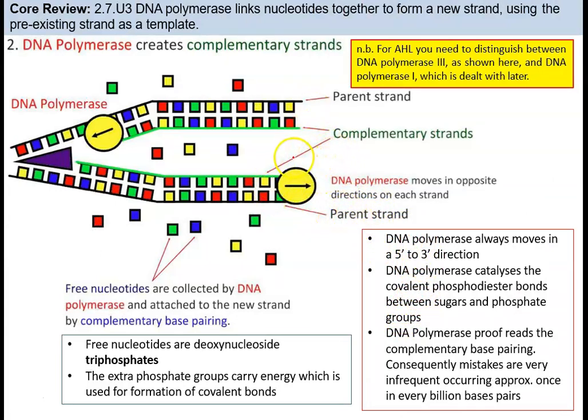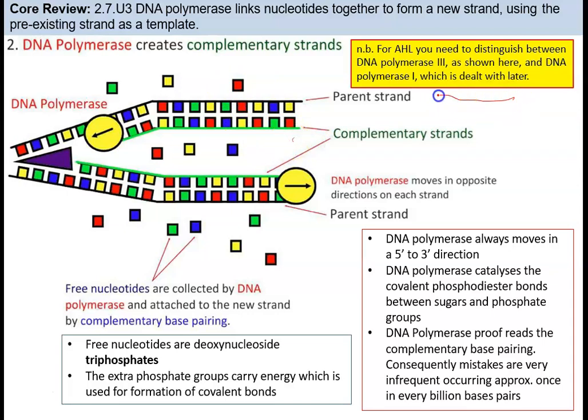Again, here you will see that the helicase has started to unwind the DNA, but also you will see the new strand has already started to be made. The enzyme which is responsible for making the new strand of the DNA is DNA polymerase, which creates the complementary strands.